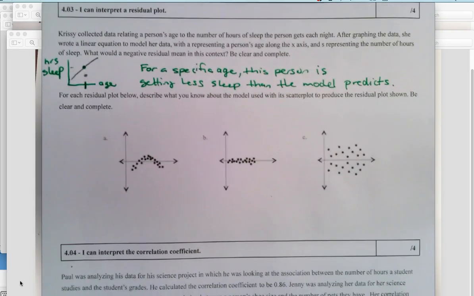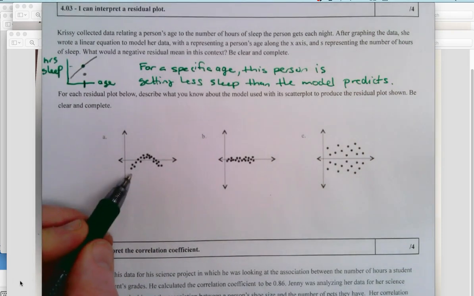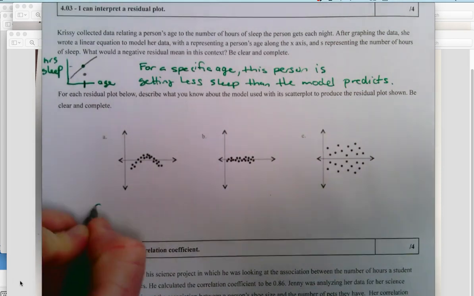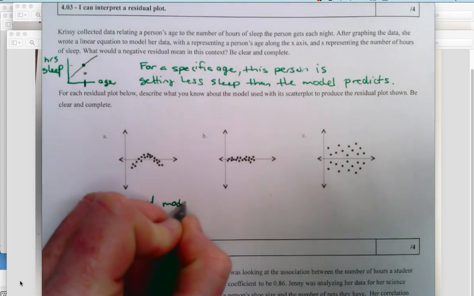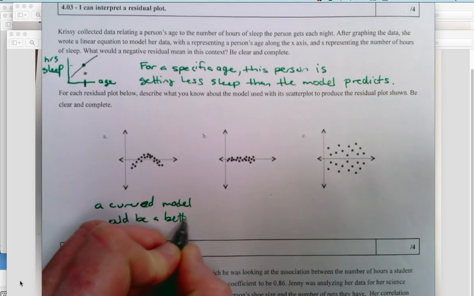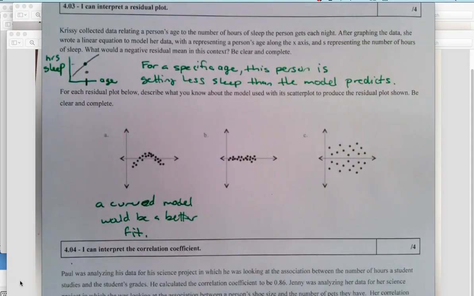All right, for each residual plot below, describe what you know about the model used with its scatter plot to produce the residual plot below. Be clear and complete. Okay. Well, first of all, there is a general shape of this residual plot, and it's a curve. So what do I know? That a curved model would be a better fit. Curved model will be a better fit. All right, there is definitely a general trend that's happening there.